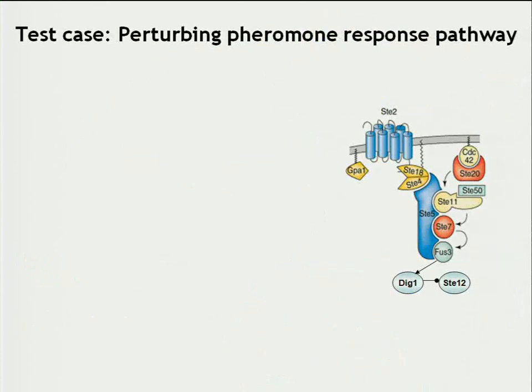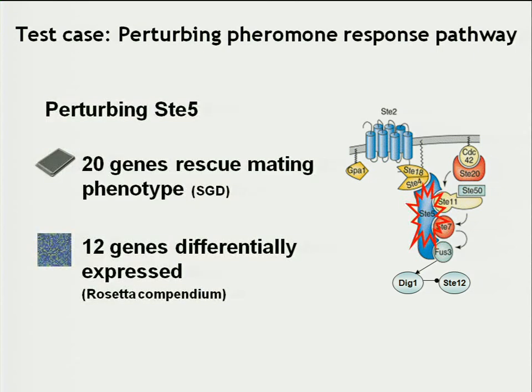Now here's a simple test case where we have a well-characterized pathway for which there's a perturbation, for which there are published genetic data and differential expression. And we can ask whether, in fact, as we expect, these genetic hits lie upstream of the differentially expressed genes, and whether the network that we can construct using those protein-protein and protein-DNA interactions really recapitulates this.